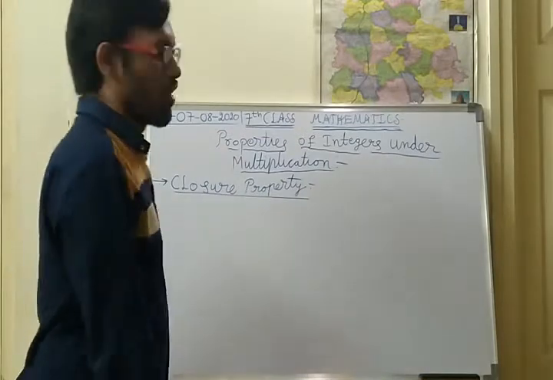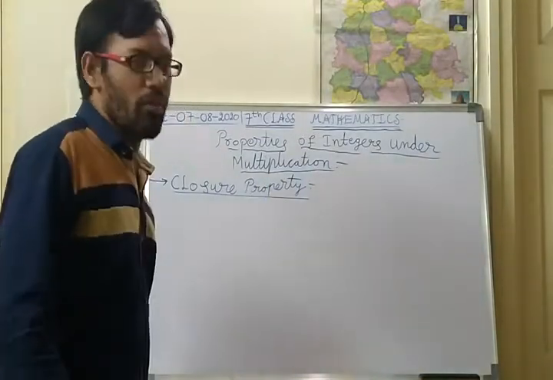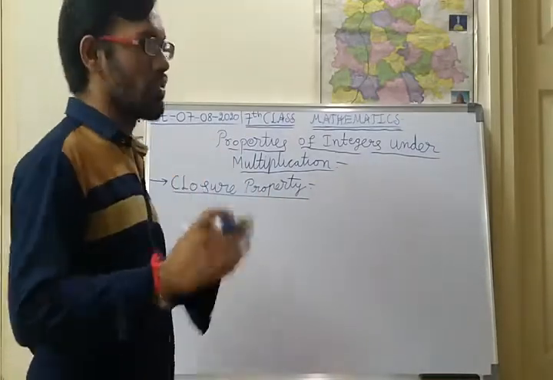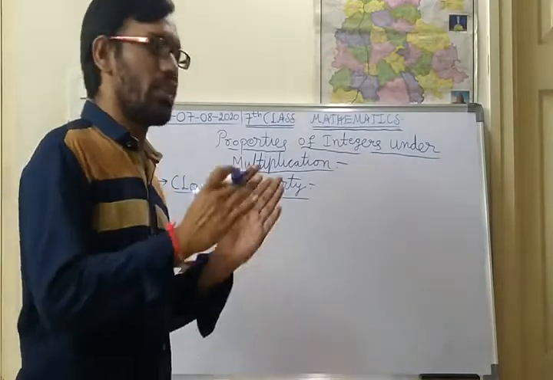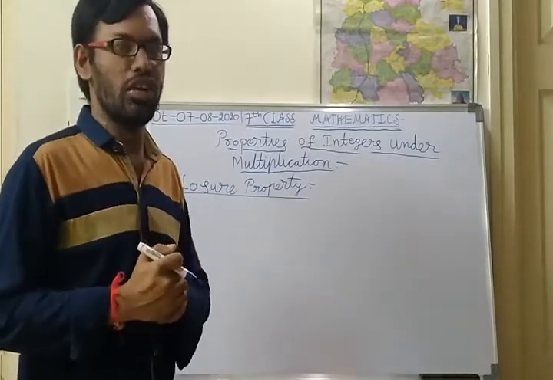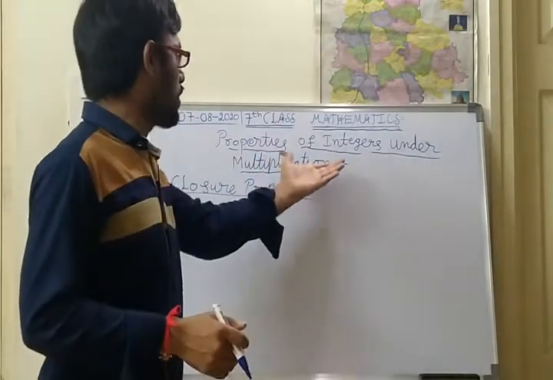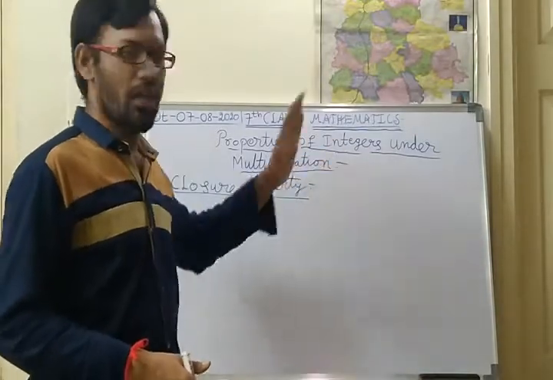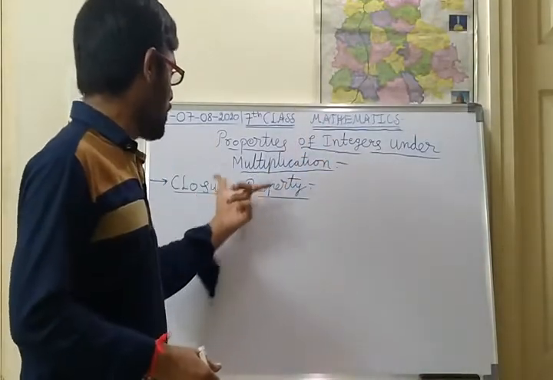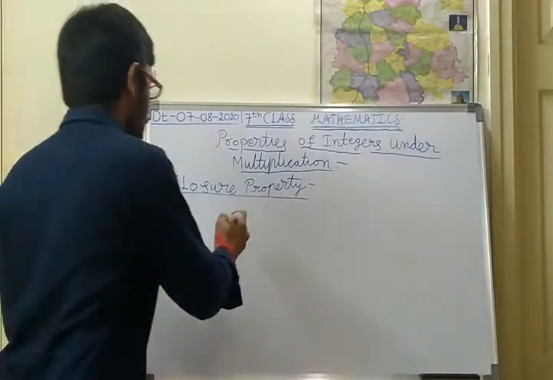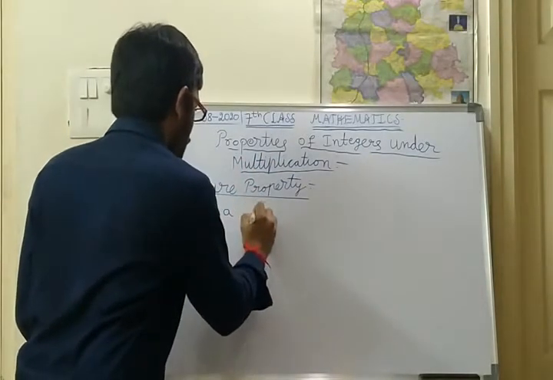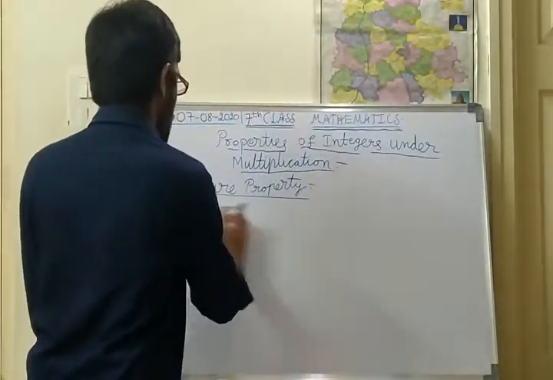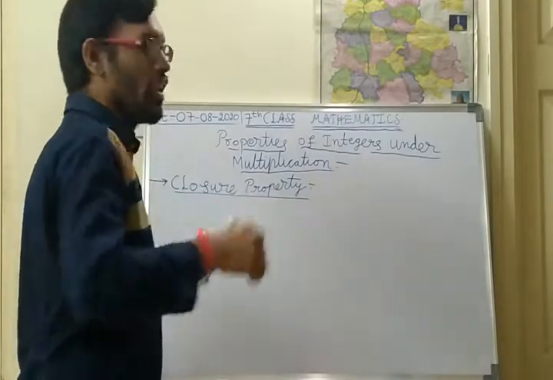In the addition property, what is there? For any two integers a and b, that means if a and b are two integers, then a plus b is also an integer. If that is satisfied, the closure property is satisfied under addition. Now here in the multiplication properties, suppose a and b are two integers. First of all, take any two integers.